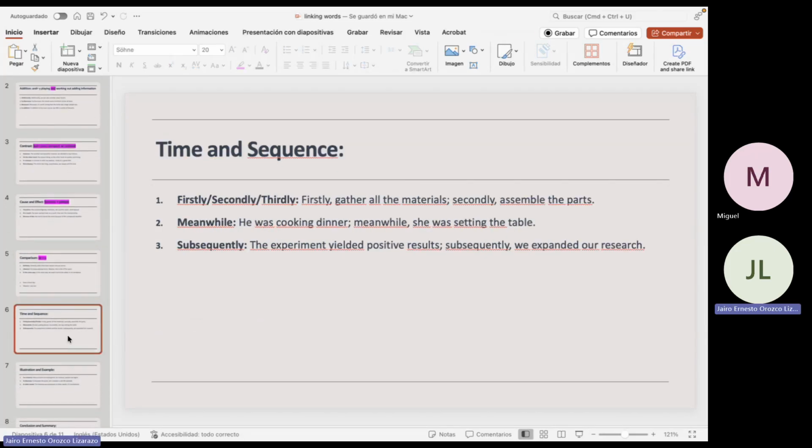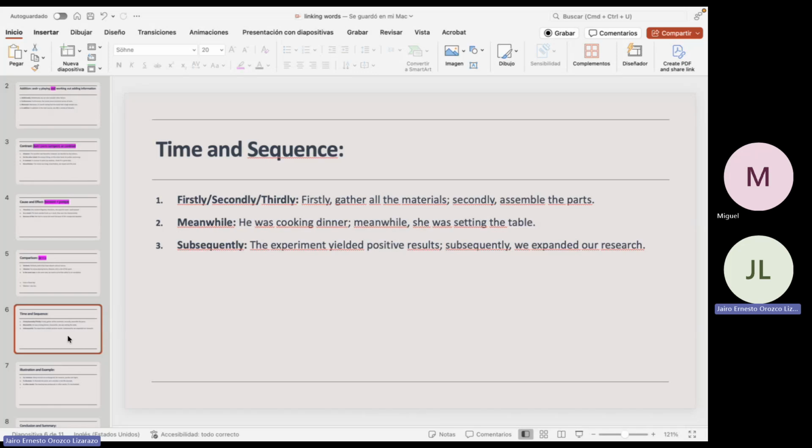Time and sequence. So we don't have a very common time and sequence linking word, but we have some very common ones, which is firstly, primero, right? Literalmente sería primeramente, but we don't say that. We say primero, right? Firstly, primero. Secondly, segundo. Thirdly, tercero. Literalmente sería primeramente, segundamente, terceramente, pero pues no decimos así, right? We say first. We say primero. First, gather all the materials. Second, assemble the parts.